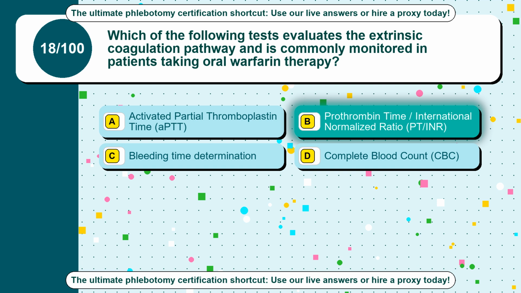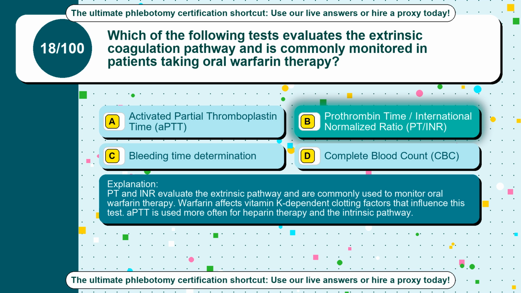Prothrombin time / international normalized ratio, PT/INR. PT and INR evaluate the extrinsic pathway and are commonly used to monitor oral warfarin therapy. Warfarin affects vitamin K-dependent clotting factors that influence this test. APTT is used more often for heparin therapy and the intrinsic pathway.